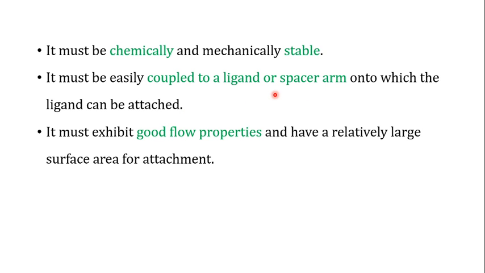So in this particular case, if you are using the spacer arm, you are indirectly attaching your ligand to the matrix. Now this matrix should exhibit good flow properties and have a relatively large surface area for attachment. What I mean by good flow properties is that it should not impede the flow of the mobile phase, because if it is impeding the flow of the mobile phase, that means that the components of the mixture will not have a good chance for interaction with the stationary and the mobile phase, and that can compromise the process of separation of the mixture of the components. So these are some of the properties of an effective matrix.